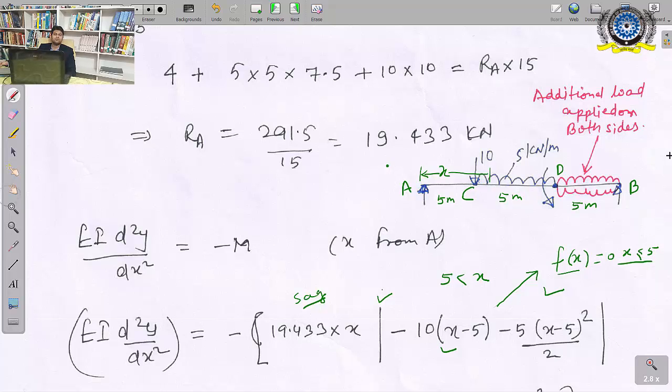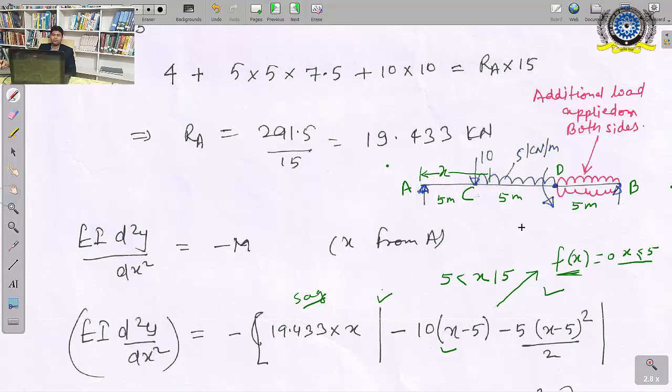Now the Macaulay's method requires that this function should be applicable for the entire remaining span. The requirement of the Macaulay function is that the function we have written should be applicable for the entire remaining span. It means this function is applicable not only between 5 to 10, but between 5 to 15 meter.